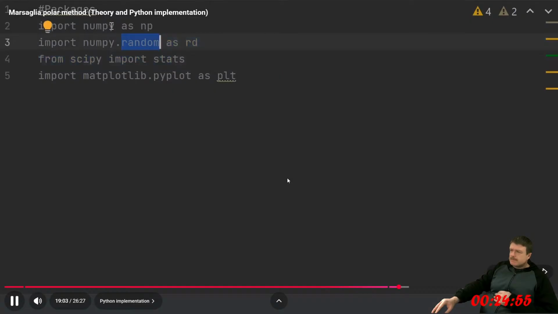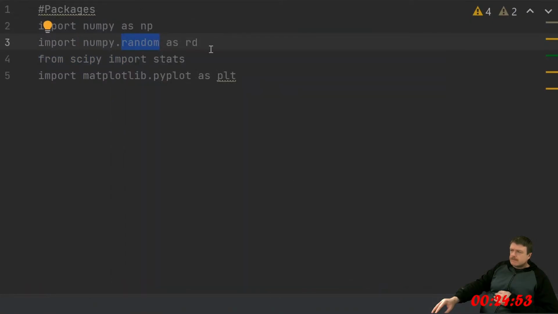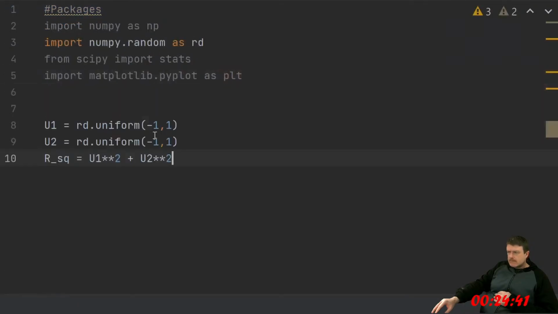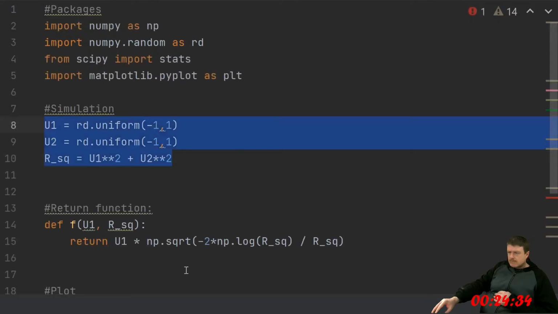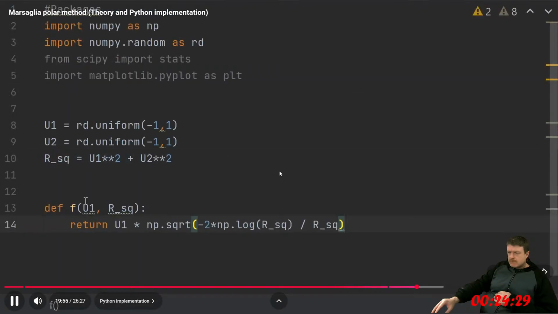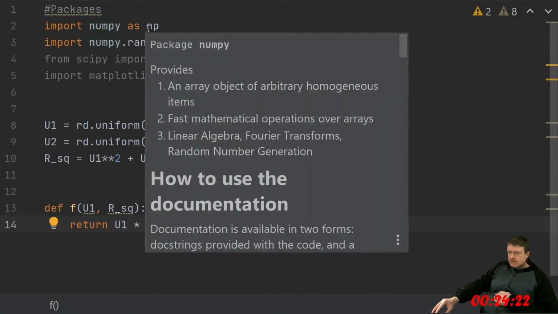Then from my package I import tools such as square root and methods of storing data. Then the random object lets me simulate my uniform variables, and the rest are used for plotting. So for my simulations, I will need to simulate U1, U2, and then I have to calculate r squared and see whether or not this is less than or equal to 1. So this is the function I use to make my output, where I take U1 and r squared, then I return U1 multiplied by the square root of minus 2 times the logarithm of r squared divided by r squared. This is exactly what we just showed.